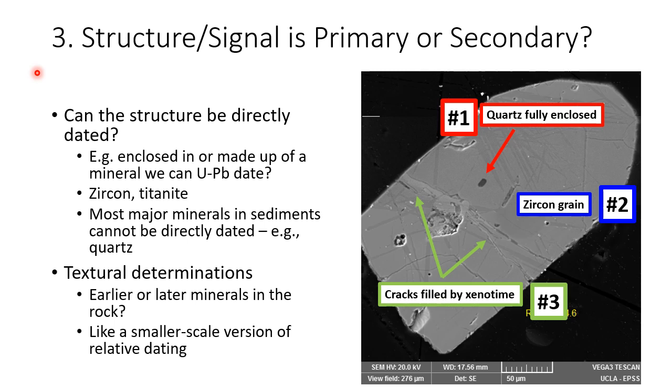What are the oldest minerals that we find in this rock? What is the oldest mineral fabric that has been developed? Has it been overprinted by later metamorphic minerals? And we can make determinations about what is primary and what is secondary in the rock based on these techniques.